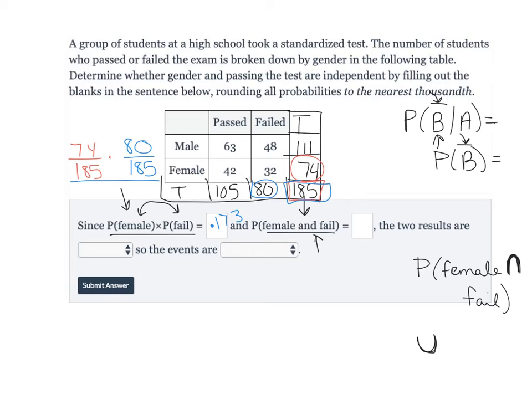Then to check to see if it's equal to, we want to do the probability of female and failed. So that's 32 out of 185, which is also 0.173. So here we see that these two events, or these two probabilities, are equal. So the events are independent. And if we did any other test, if we did probability of male given passed and compared it to probability of male, if we did any other of our independence tests, because of that symmetry that's in the table, any of those would end up being equal.